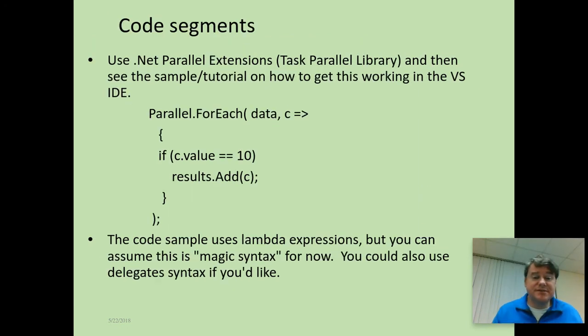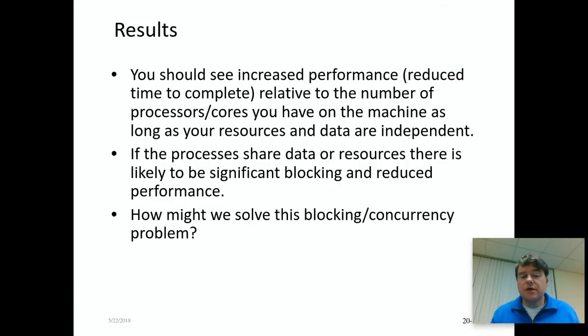Here's another example. This is the foreach loop, and that's passing in another little lambda function here, which is what the c is. The data is what's going in, and so you're checking something to see if the c.value is 10, then you are adding it to something else, whatever. Random example.